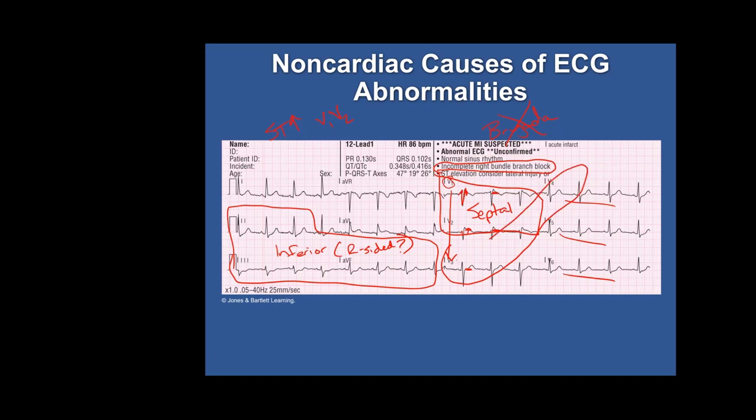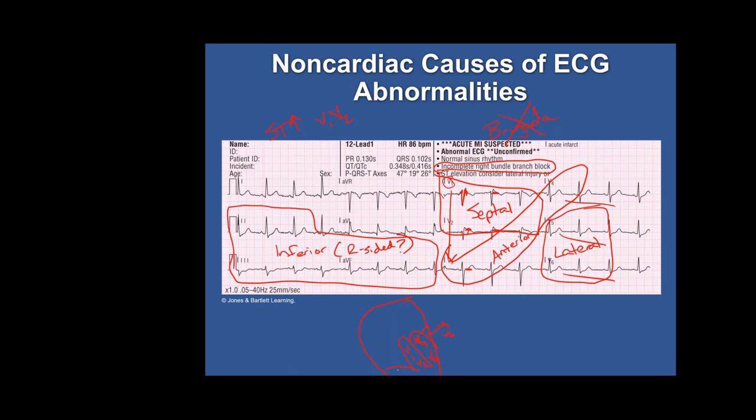Remember, V3 and V4 are anterior. And then V5, V6 are lateral, so the side of the left ventricle, right? When we set up the 12 lead normal, remember we're kind of zoning in on the left ventricle, right? So if we have the heart, we've got V1 and V2 looking at the septum, V3 and V4, the anterior wall of the left ventricle, V5 and V6 looking at the side of the left ventricle.